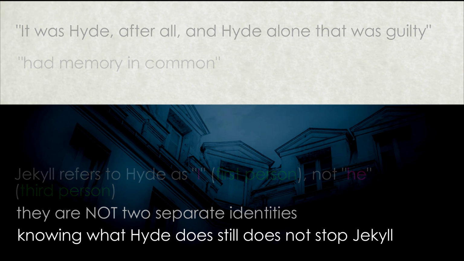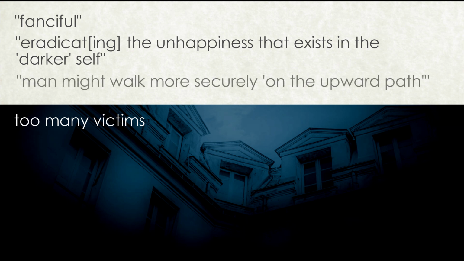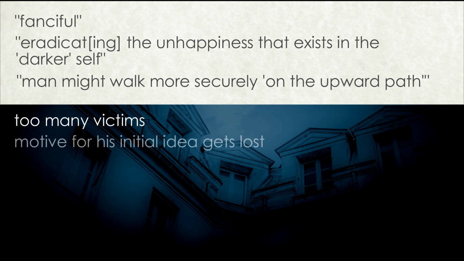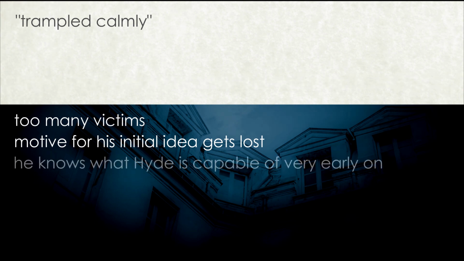Furthermore, there are just too many victims who suffer at the hands of Jekyll's alter ego Hyde for the reader to feel sympathy for a fanciful experimental scientist whose initial dreams of separating and eradicating the unhappiness that exists in the darker self, "so that man might walk more securely on the upward path," go so out of control that they end in a murderous rampage. We have already established that he knows what Hyde is capable of, when he "trampled calmly upon the little girl," and yet he carries on.